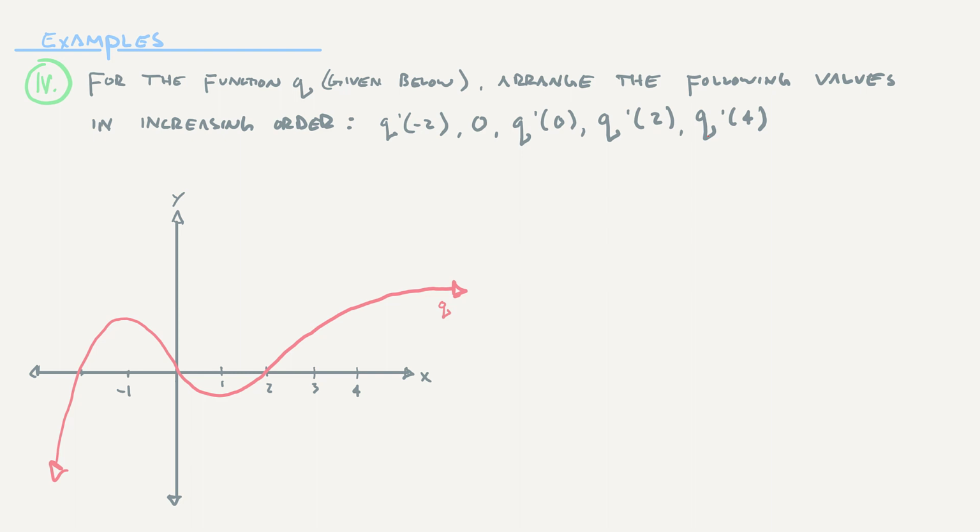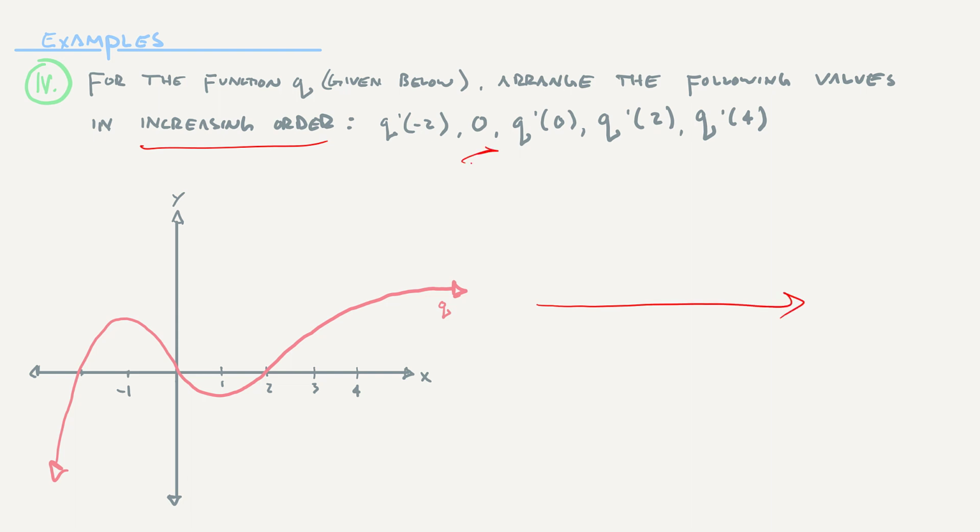By the way, I keep using the word prime. That is just a force of habit. When I learned these things and I was working with derivatives, I always said prime. Of course, I mean the derivative of q at negative 2, the derivative of q at 0, the derivative of q at 2, the derivative of q at 4, right? We want to arrange these things in an increasing order. So we want to go from smallest to largest.